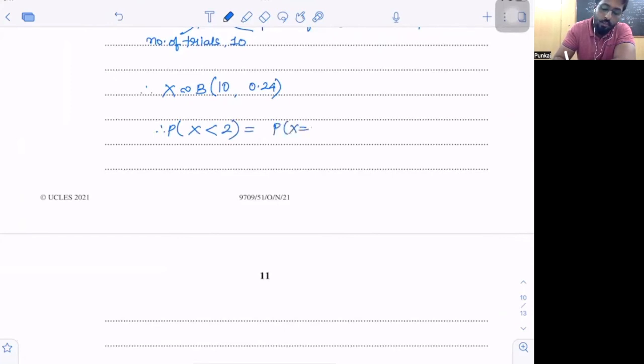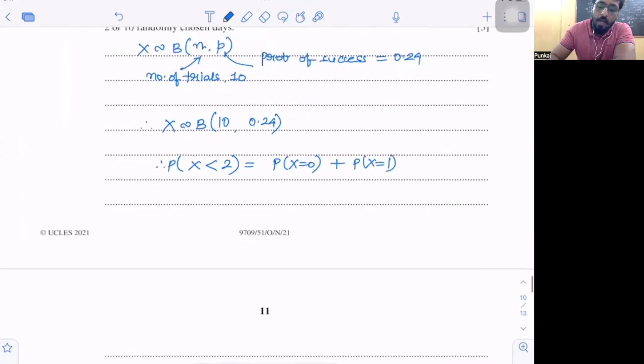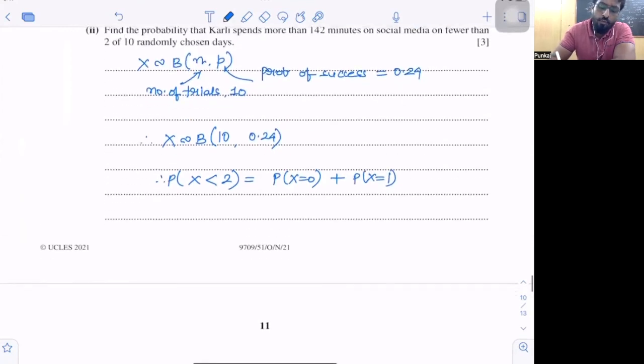Probability of X equal to 0 or X equal to 1. And now I'm pretty sure that you already know the formula for the binomial distribution. Probability of X equal to x is given by nCx, p raised to x, q raised to n minus x.